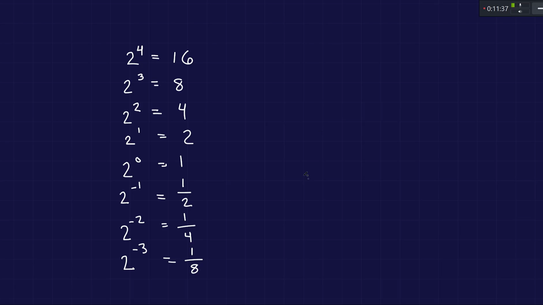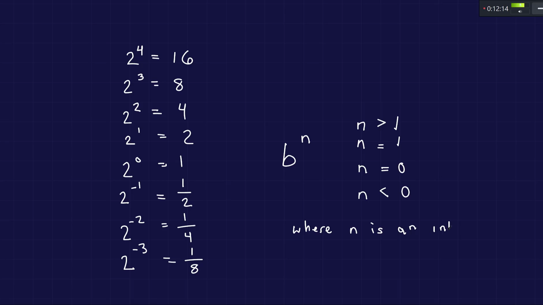Okay, so hopefully that makes it clear when we're dealing with exponents, specifically integer exponents. That makes it clear what happens when n is greater than 1, n equals 1, n equals 0, and n is less than 0. These are the cases that we've talked about where n is an integer.